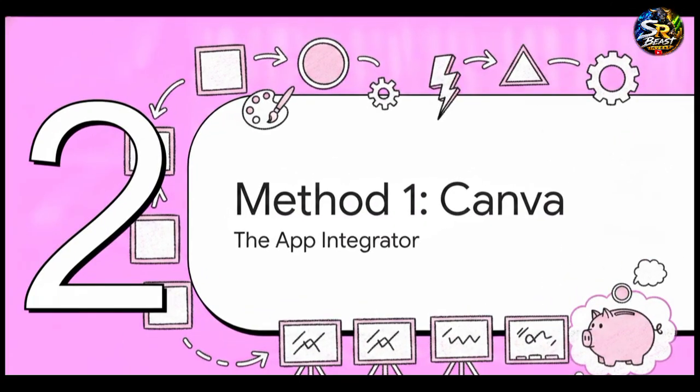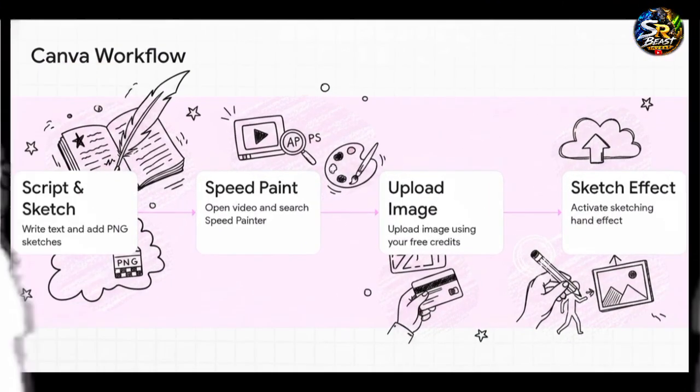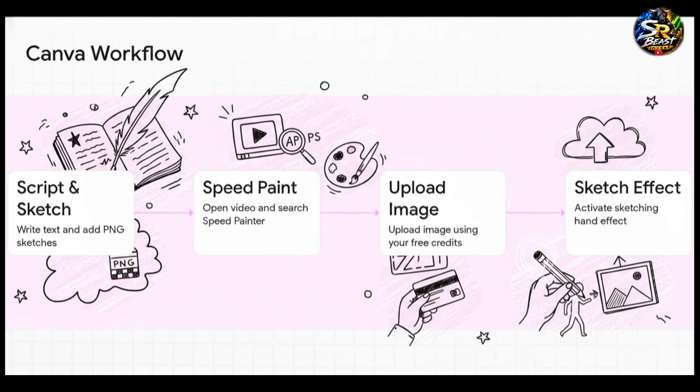Section 2. Method 1. Canva. Now, you probably know Canva, but it isn't just for static graphics anymore. It actually has a massive internal app ecosystem. Think of Canva as your ultimate app integrator method. Here's your step-by-step workflow. First, you're going to log in, open a page with your desired dimensions, write out your script using the text tool, and then just search the Elements menu for sketch-style visuals that fit your topic. You then download those exact visuals as PNG files.